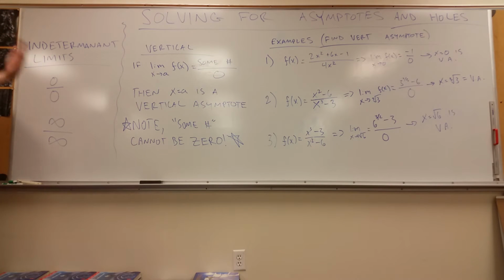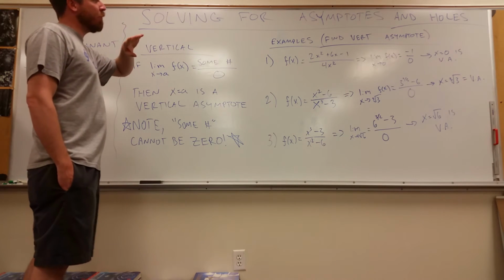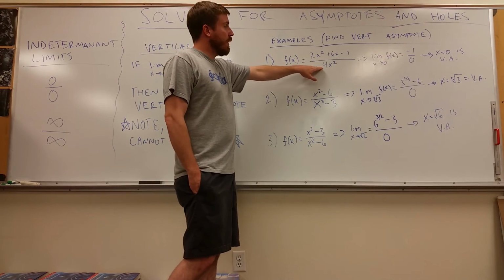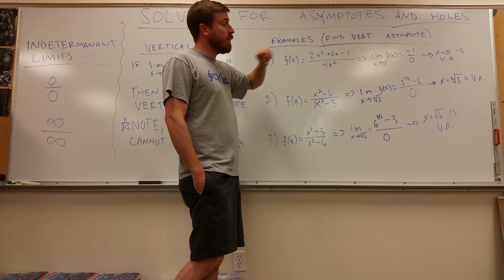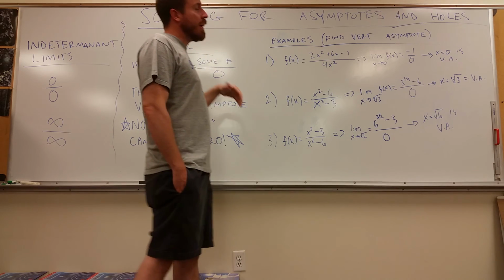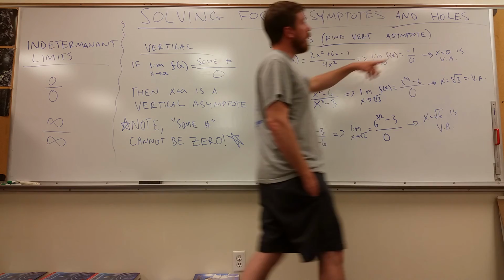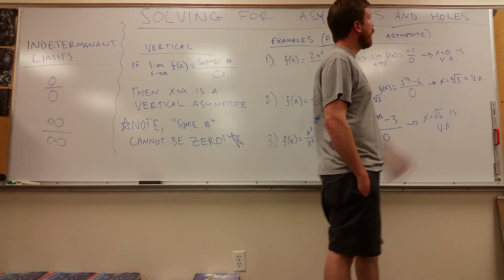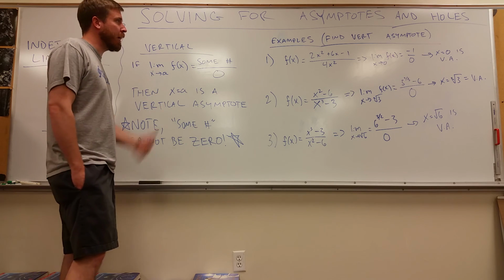Now, the next thing we're going to look at in the next video is what's going to happen if we plug in the x value that makes the denominator 0, and we get 0 in the numerator in that case. If that happens, then we could end up with something called a hole, or in more technical terms, a removable discontinuity. So we'll learn about that in the next video.